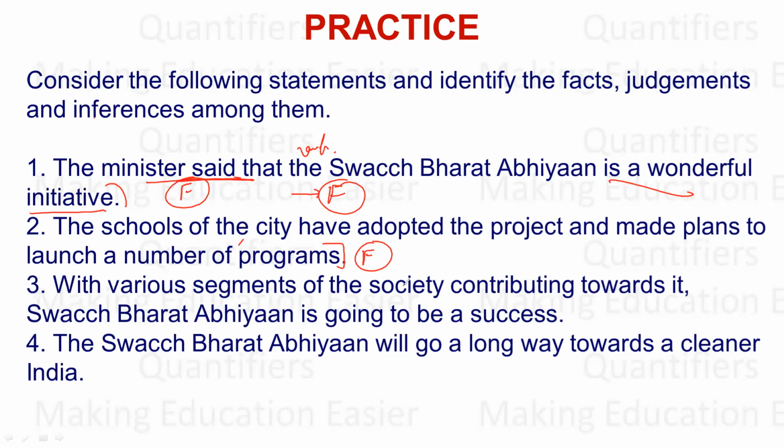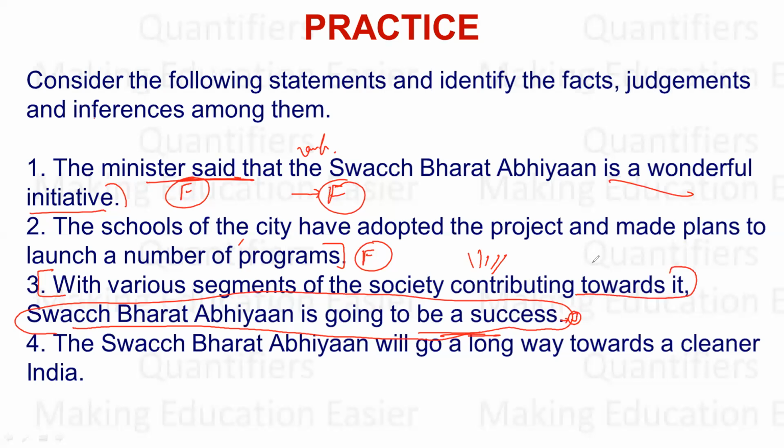Okay. With various segments of the society contributing towards it, the Swachh Bharat Abhiyan is going to be a success. Now, at one go, by looking at it, you may see that "Swachh Bharat Abhiyan is going to be a success" is an opinion. So you may feel that it's a judgment, but there's one more part to it. The judgment shows approval or disapproval, and this sentence is showing approval for Swachh Bharat Abhiyan by the use of words like success. But look at the first part of the sentence. It says, with various segments of the society contributing towards it.